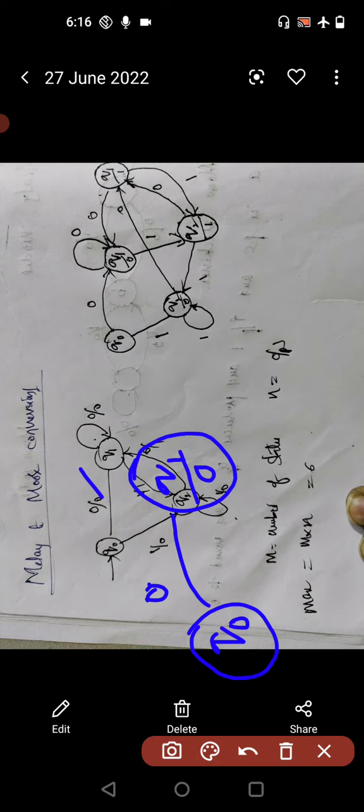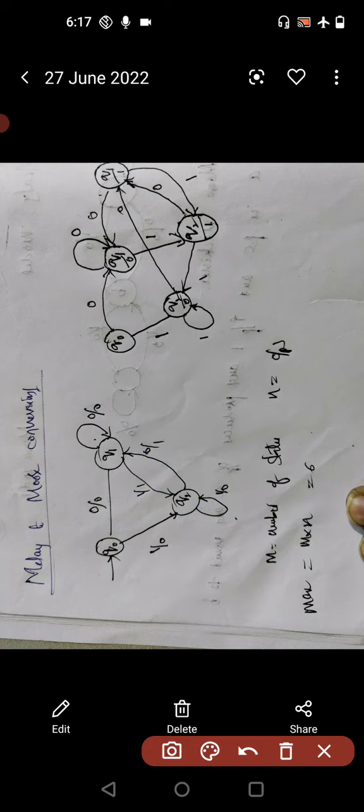If you apply 1 as the input for the Q0 state, at that time it transitions from Q0 to Q2 with 1 by 0. So 1 is the input and 0 is the output, so we can represent it like this, right? So these two are over. Next, this is a possibility.